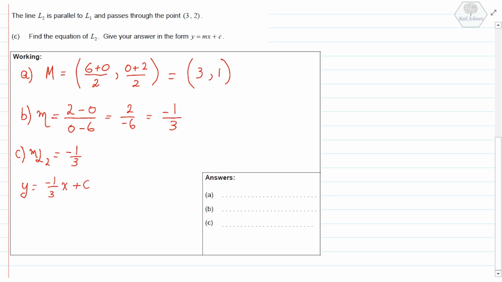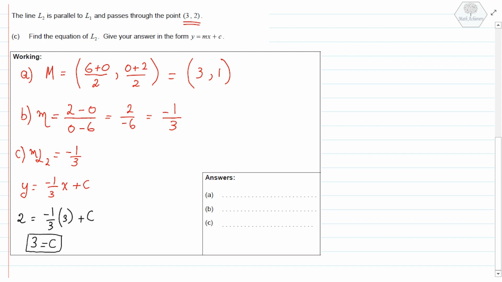plus c. Now I need to find the value of c. I simply substitute these coordinates in order to find the value of c. So when x is equal to 3, the value of y is 2. So I have 2 is equal to negative 1 over 3 times 3 plus c. Now, if I want to use my solver to find out the value of c, I can. If I want to do it by hand, yes, I can also solve it by hand. So negative 1 over 3 times 3 gives me negative 1. Take it to the left-hand side, it's 3. So the value of c is 3.